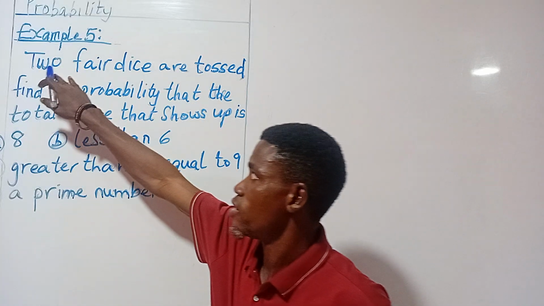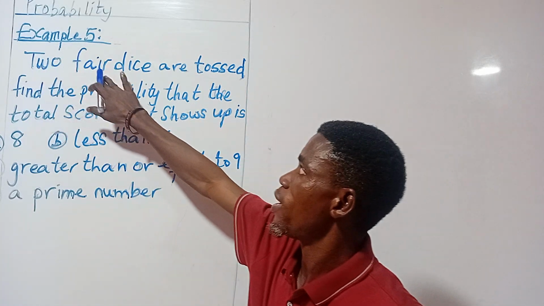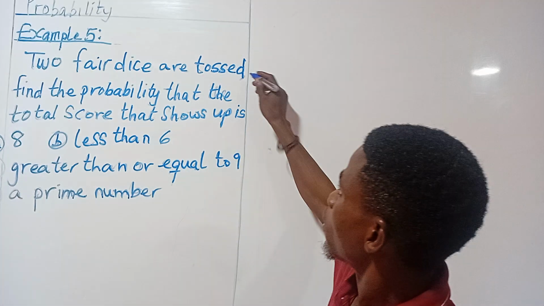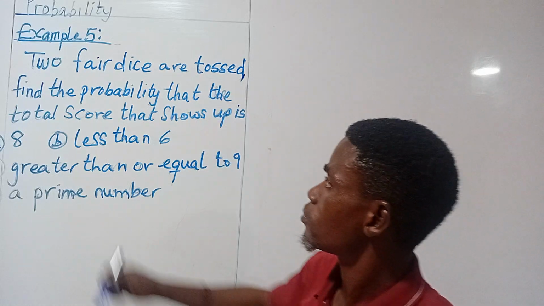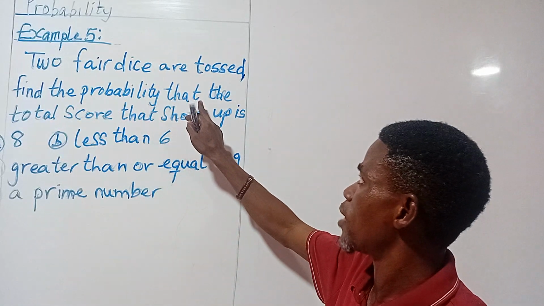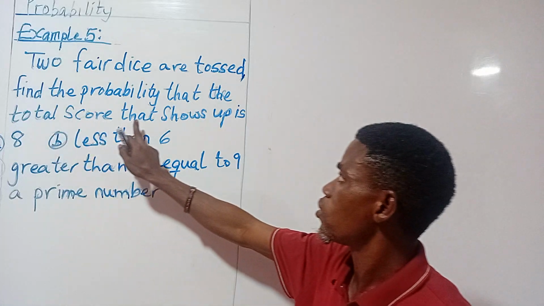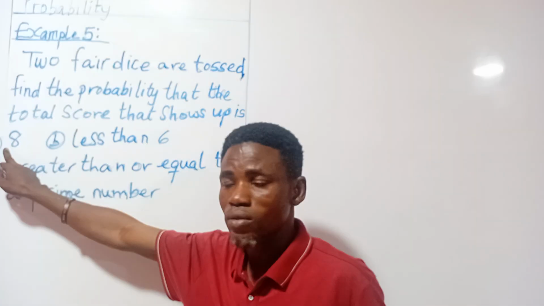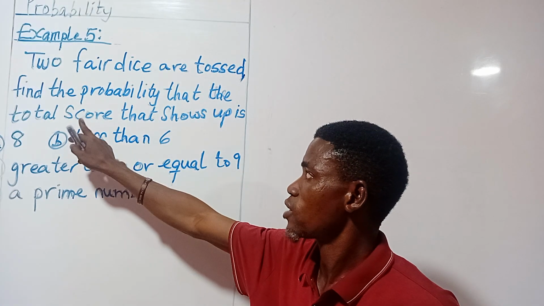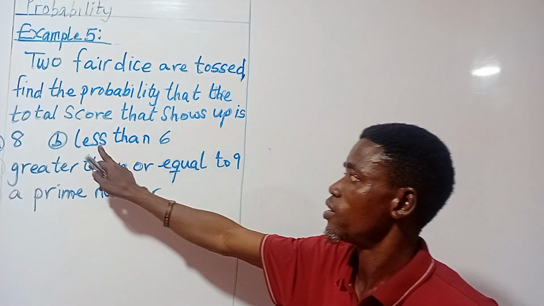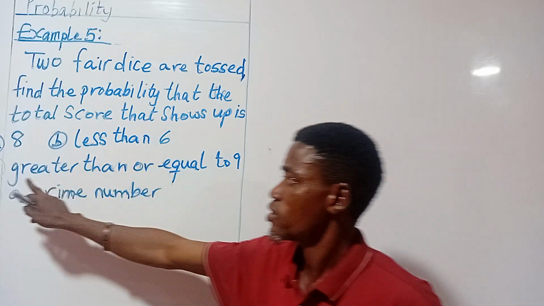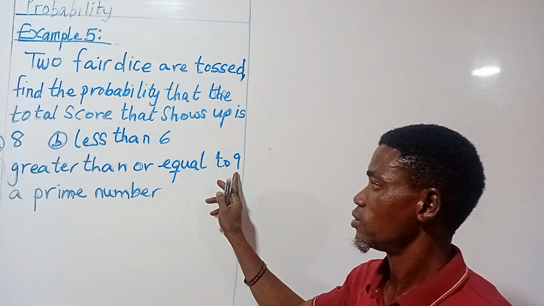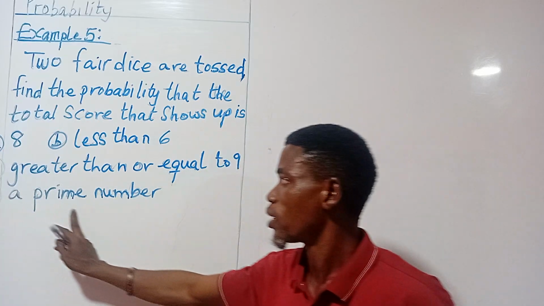The question says, two fair dice are tossed. Find the probability that the total score that shows up is 8. That is the first question. B, the total score that shows up is less than 6. C, greater than or equal to 9. Then D, a prime number.